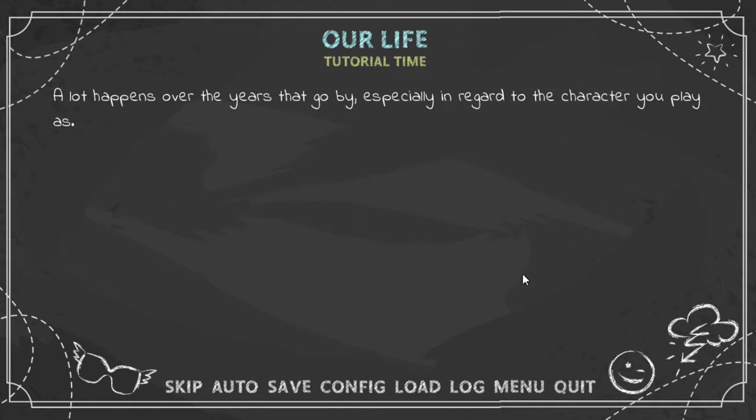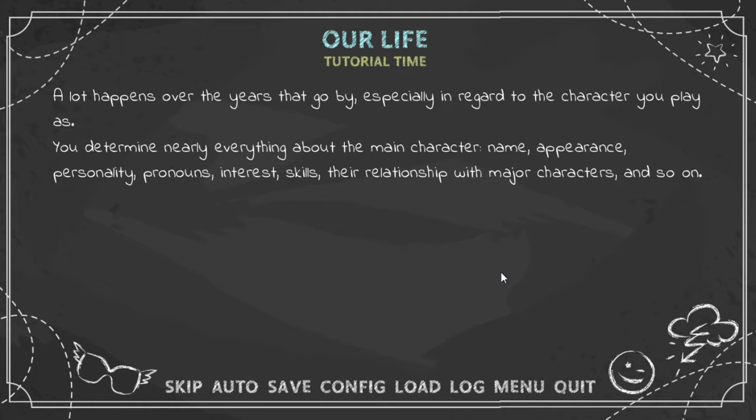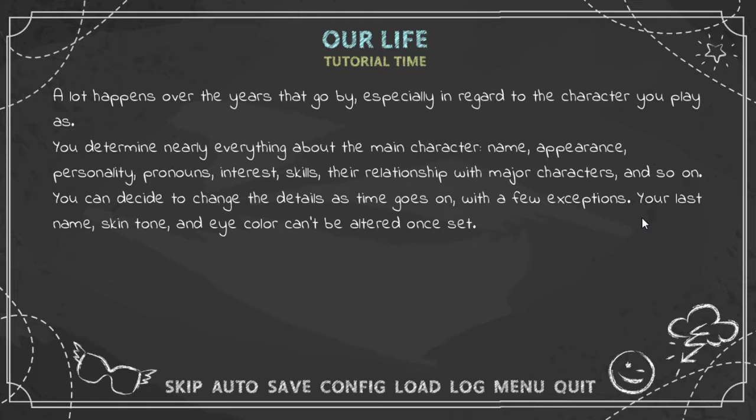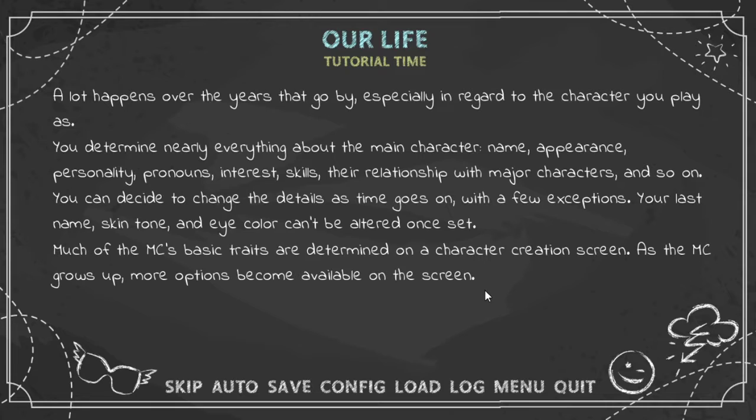A lot happens over the years that go by, especially in regard to the character you play as. You determine nearly everything about the main character: the name, appearance, personality, pronouns, interests, skills, their relationship with major characters, and so on. You can decide to change the details as time goes on, with a few exceptions. Your last name, skin tone, and eye color can't be altered once set.